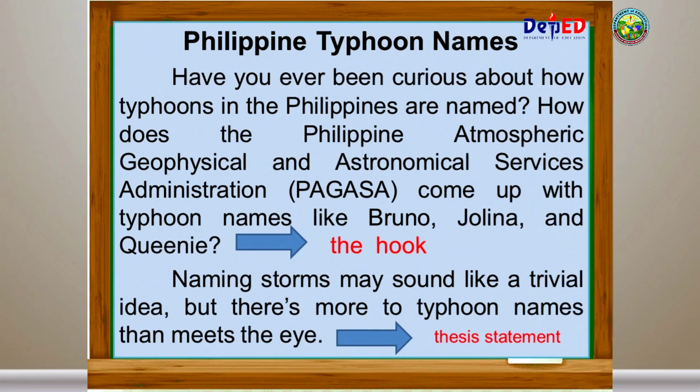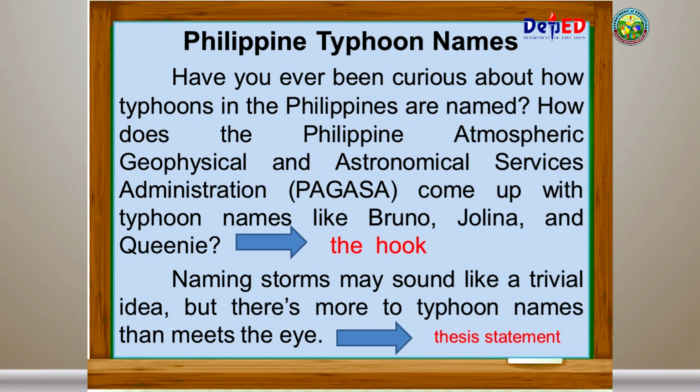Okay, so let us go over the essay that I have read. The introduction of the paragraph begins with two questions. The first question: have you ever been curious about how typhoons in the Philippines are named? And the second question: how does the Philippine Atmospheric, Geophysical, and Astronomical Services Administration or PAG-ASA come up with typhoon names like Bruno, Jolina, and Queenie? We call this the hook part, which aims to grab your attention as a reader. The second paragraph, still in the introduction, contains the thesis statement.